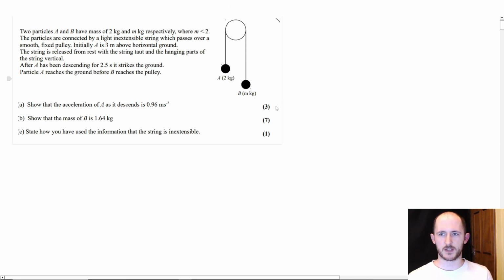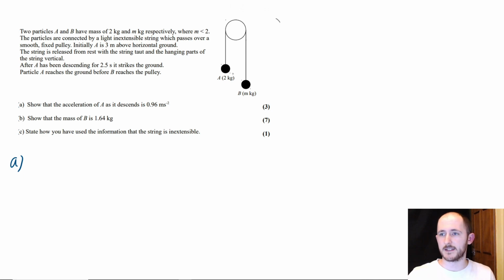So I'm going to use this first question as a demonstration in order to fully teach you exactly what's happening. So with pulleys, so I'll just write A, first of all we start with a few assumptions. In this case we have two masses, 2 kilos and m kilograms, where m has to be less than 2. The particles are connected by a light inextensible string. So first of all, think about what that means.